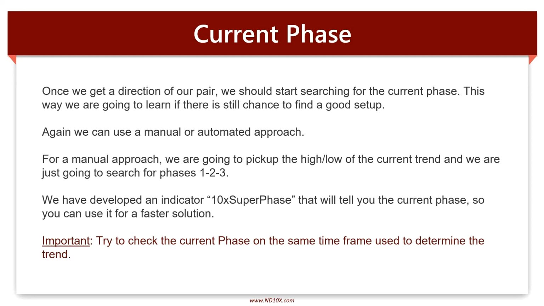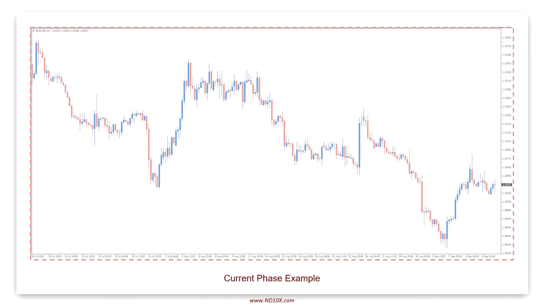Try to check the current phase on the same time frame used to determine the trend. So don't try to find the phase on the smaller time frame where you want to trade. Try to find the phase on that higher time frame, like an hour or 4-hour chart.